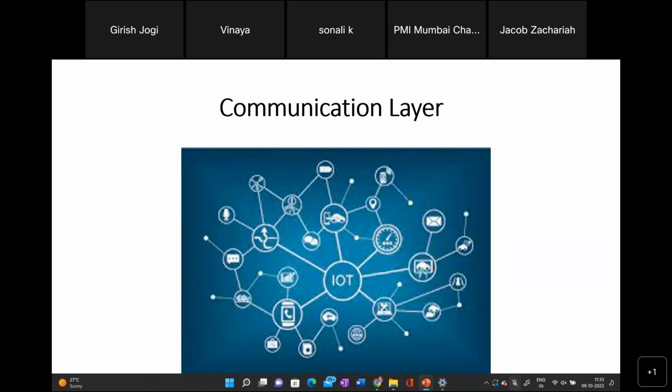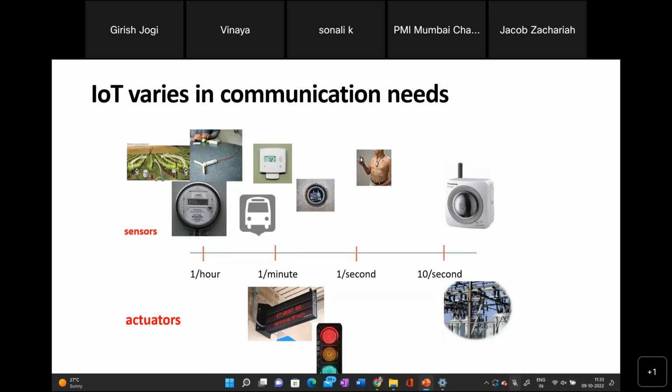So let's begin with the next important layer in the IoT architecture, which is the communication layer. What drives this communication layer, or what are important parameters in this communication layer? As you can see, IoT varies in communication. We have seen there are n number of applications of IoT, and definitely there are n number of sensors, n number of actuators, and depending on the application, there is need of the communication system. There are some requirements which are called mission critical requirements.